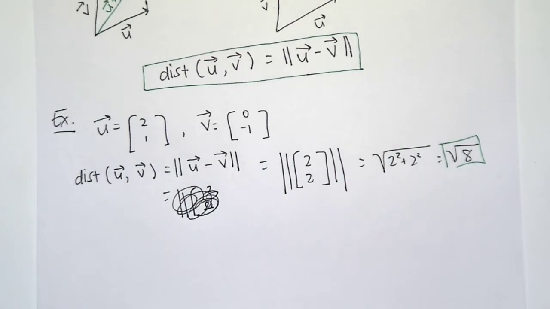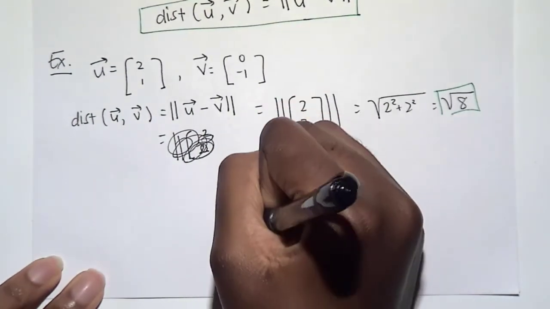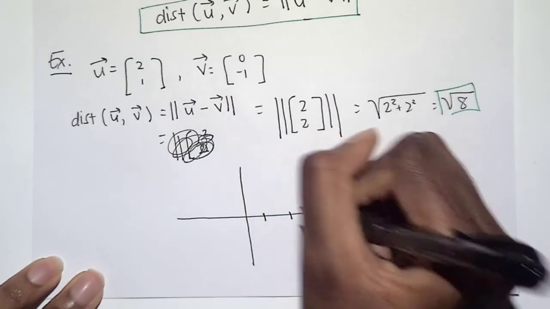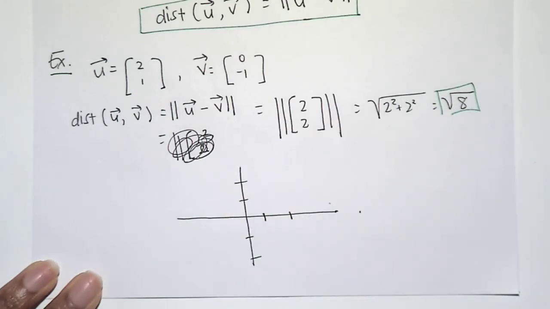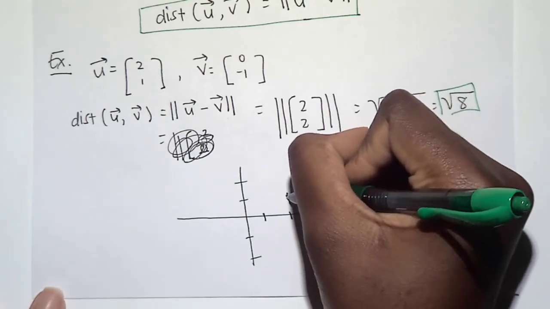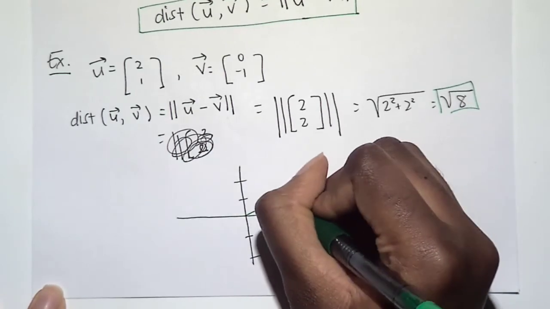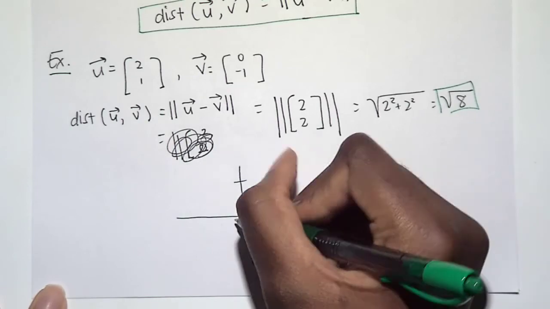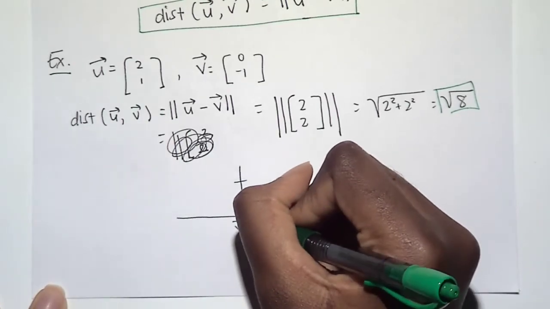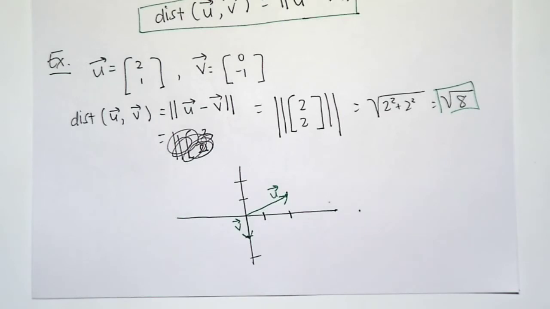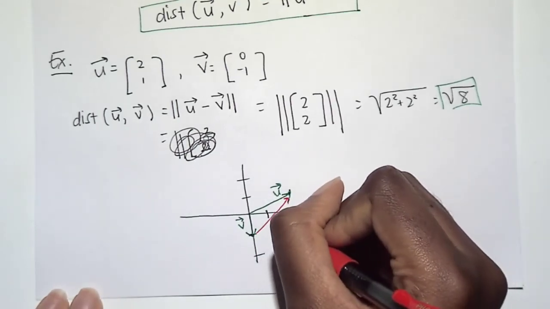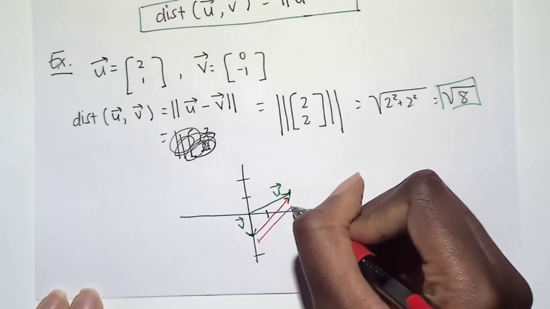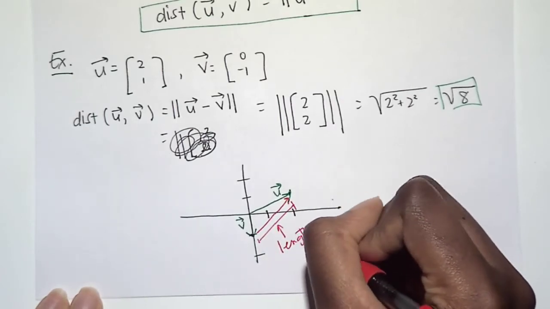I'll go ahead and draw these two just so we have a little picture. All right, this should be all I need. I'm going to use a different color here. So my u is 2, 1. My v is 0, negative 1. And so then we have the distance between the two. That's going to be this vector. Doesn't matter the direction. This has length square root of 8.